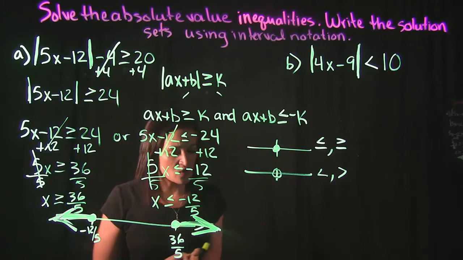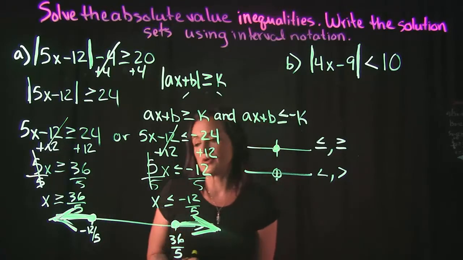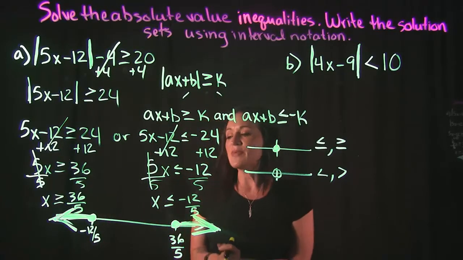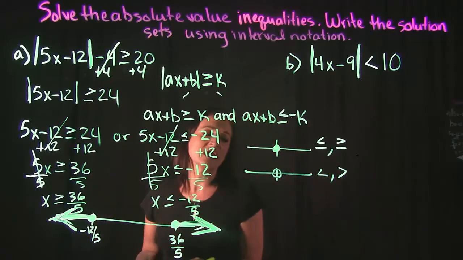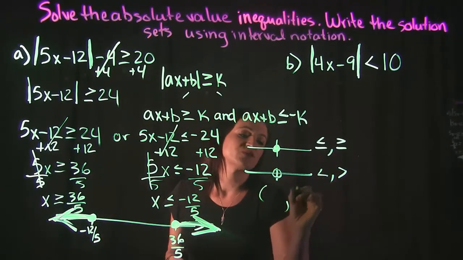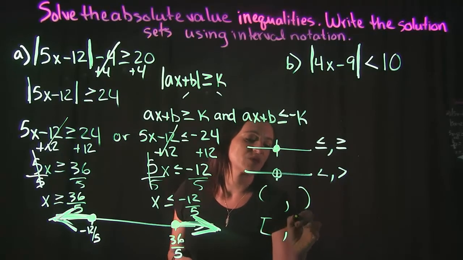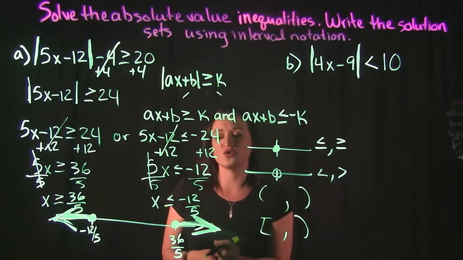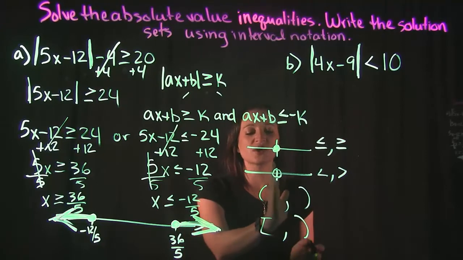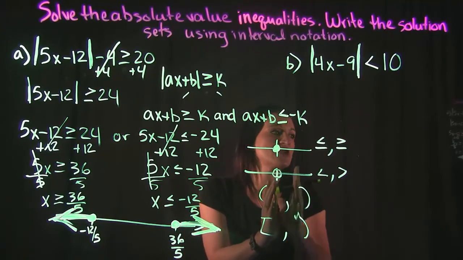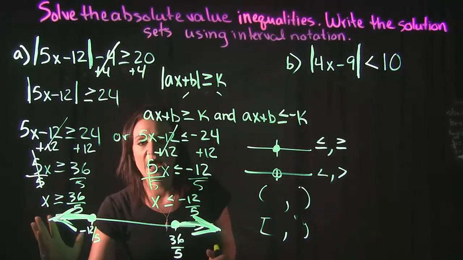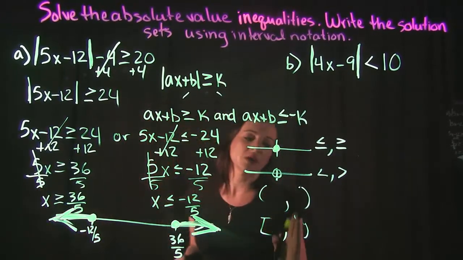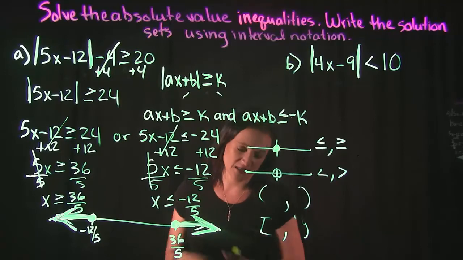Putting this in interval notation, I like looking at a number line to do interval notation because interval notation is done from left to right. In interval notation, we're going to have something that maybe looks like this, maybe with brackets or a combination of the two. And what it represents is you're going to have a number here on the left and a number here on the right. The number on the left is your leftmost answer on your number line. The number on the right is your rightmost answer.